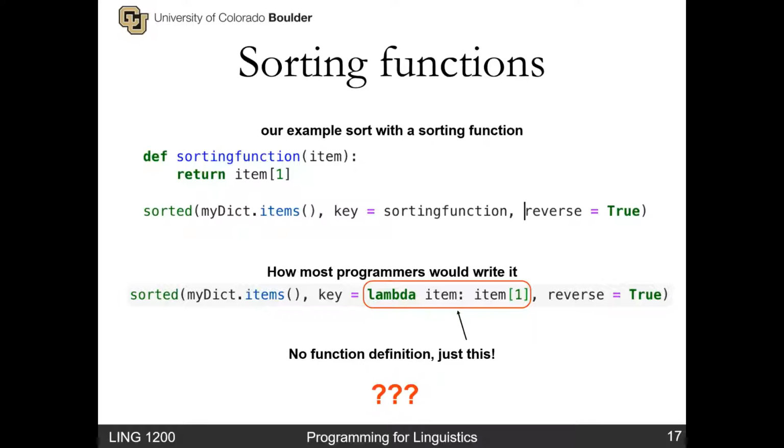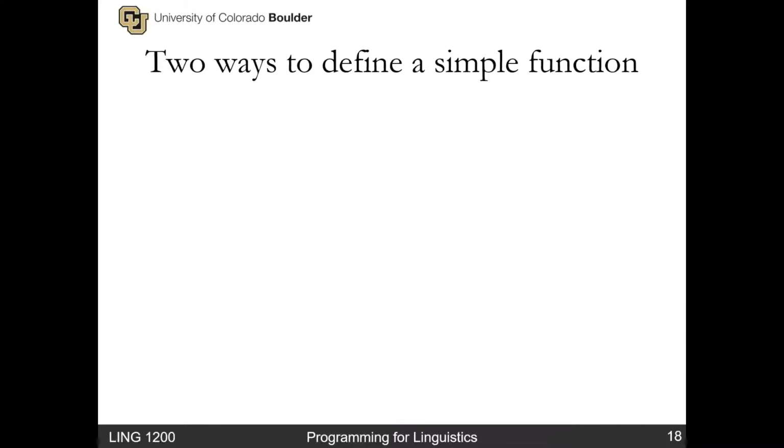What's going on here? What is this lambda? Well, let's take a look. Now there's two ways to define a simple function. We know this way. Use the def, you have your function name, your parameters, and then a return statement. And this is a very simple function, right? It's just doing a multiplication and returning the value. The second way is with lambda.